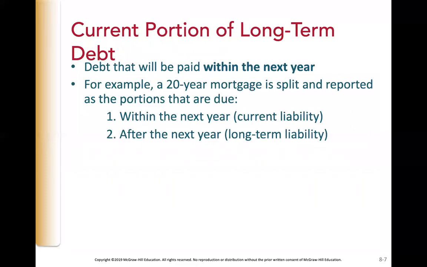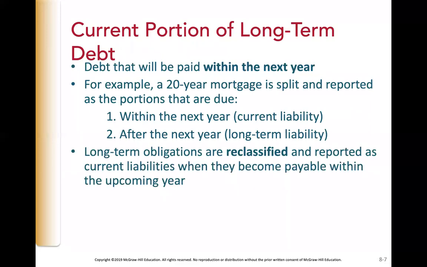In this example, it's a 20-year mortgage. It's split and it's reported so that different amounts are due. Any amount that you're going to be paying within the next year is shown as a current liability. After that, everything else is shown as a long-term liability.